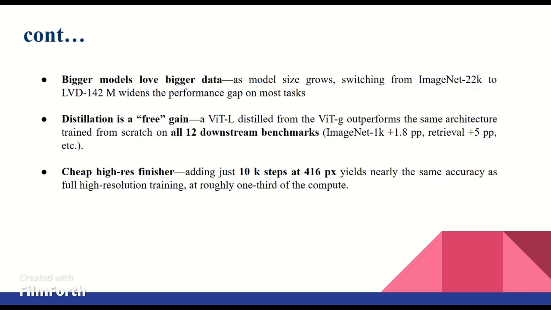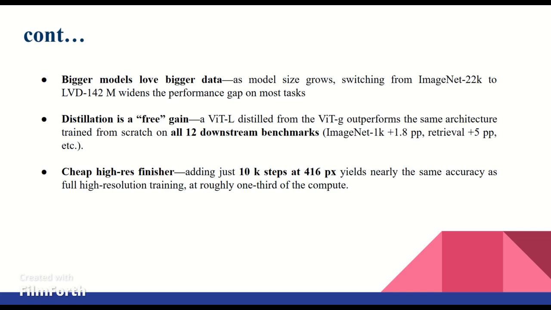So bigger models love bigger data is the next point here. As models increase in size, so does the need for large and rich data. Larger models like ViT-g benefited significantly from the LVD-142M dataset compared to ImageNet-22K. So this tells us that to unlock the potential of larger architectures, we also need bigger and cleaner datasets.